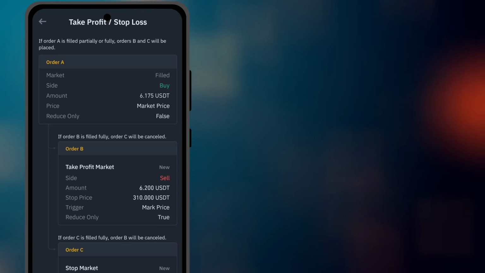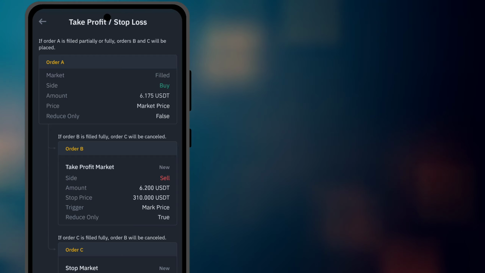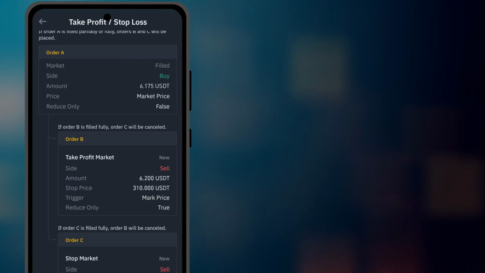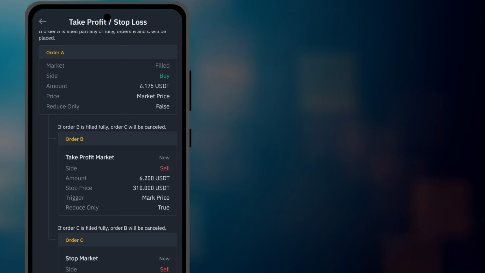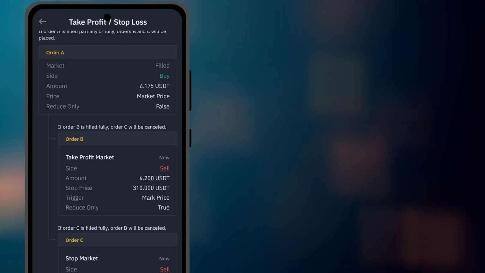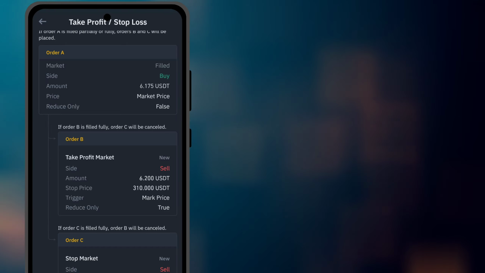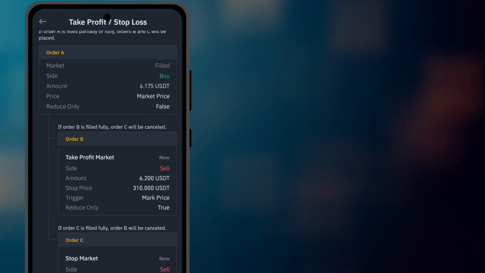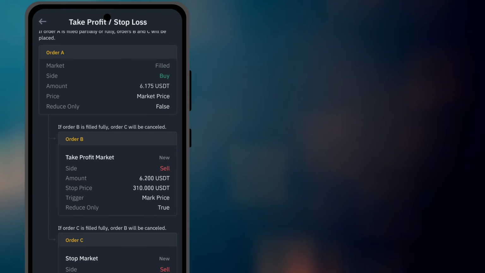And this order C is 305, which is your stop loss. You understand? Stop market, which means that if the current market price is going up and down, if it reaches either one first, you'll be out of the entire market. That is why you can see that these two orders are also connected to the number one order.